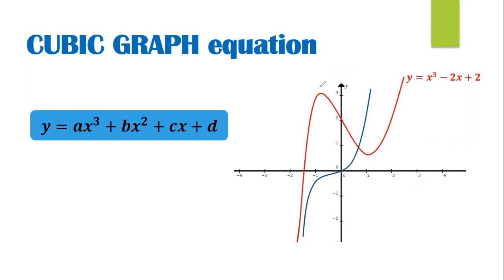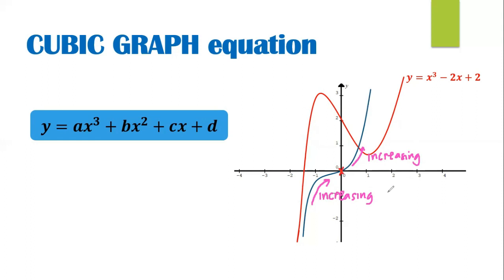The first is that we have one direction. Let's take a look at the cubic graph equation. It's one direction, and this direction is increasing, and this one is increasing too. And we call this one the minimum point.